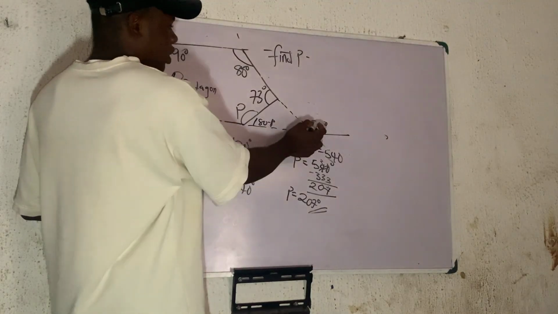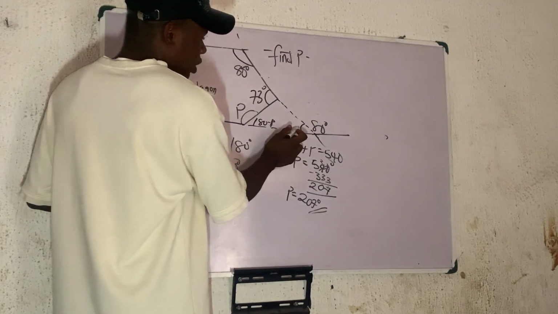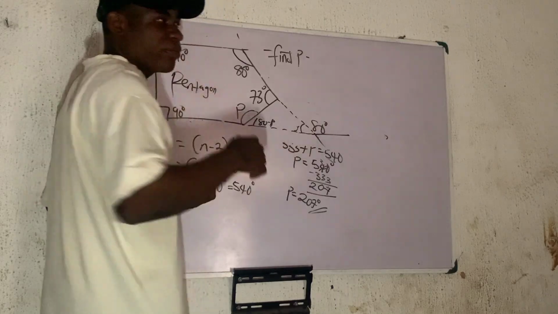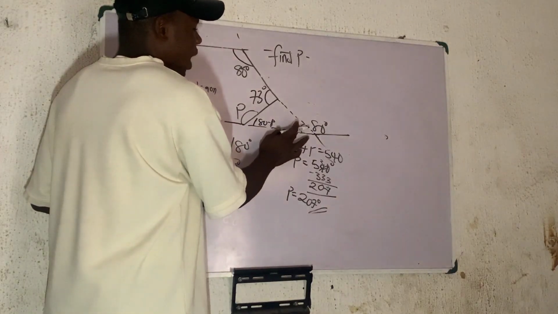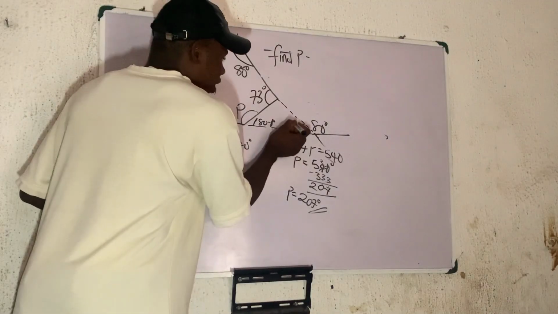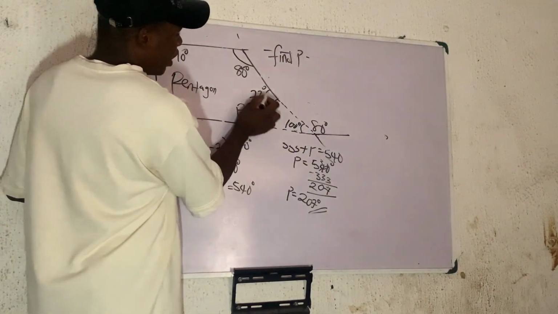Now what will be the value of here? I know that if here is y, then y plus 80 will still give me 180, right? If you collect like terms, you get that y is 180 minus 80. So the value of the angle here is 100 degrees. Does it make sense?